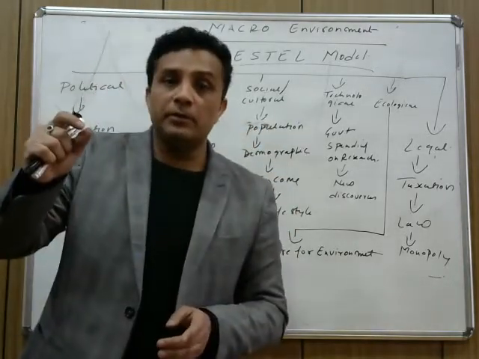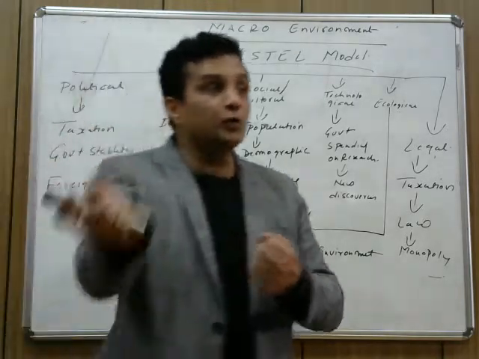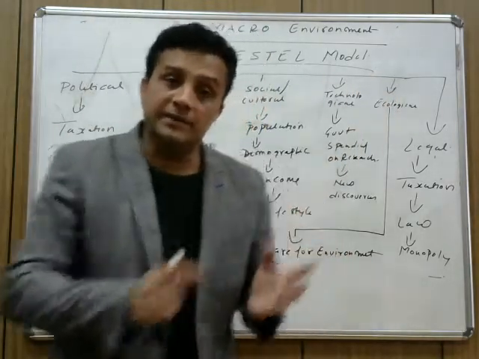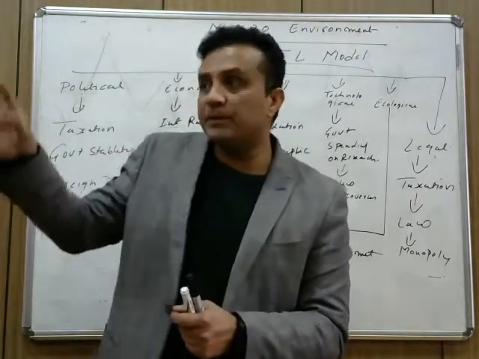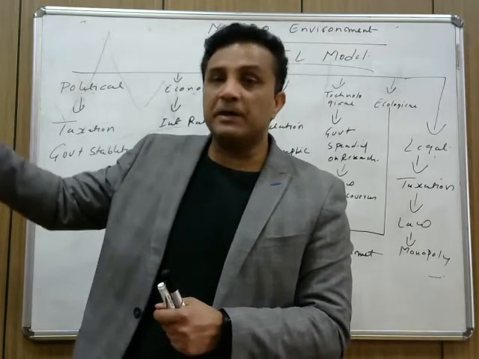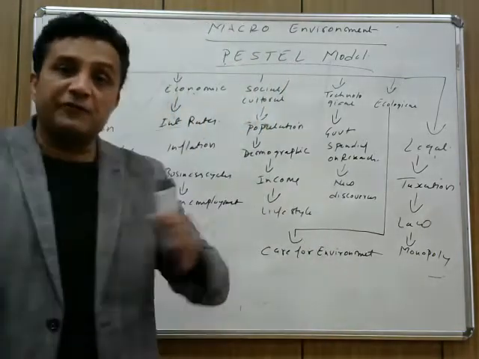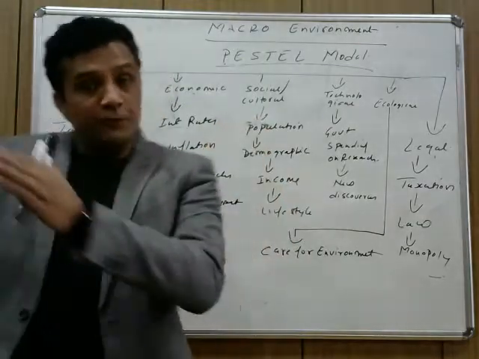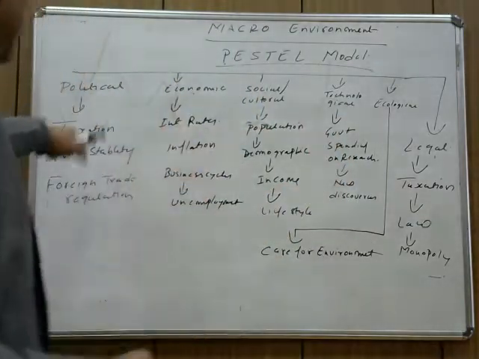Have you heard about why, 10 years back, Tata shifted its plant from Singur to Gujarat? Why? Because they were not satisfied with the policies made by the West Bengal government. So they shifted the entire Tata Nano plant from West Bengal, from Singur to Gujarat. These are political factors.